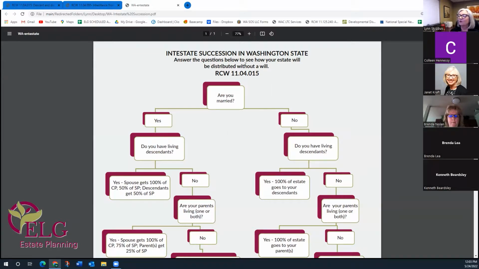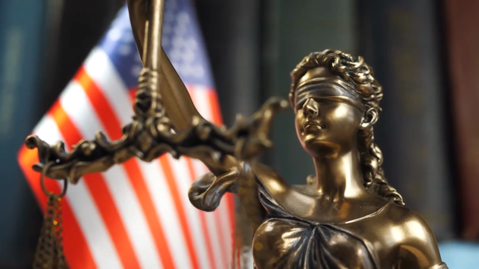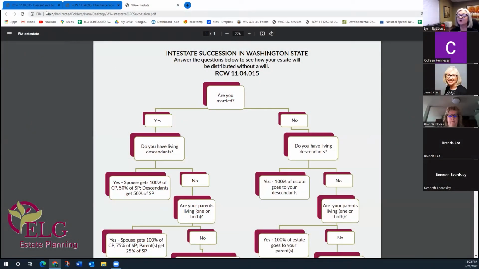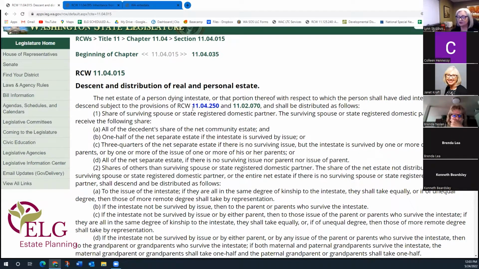So where does this come from? It comes from our laws in Washington state. That's what I'm focusing on right now, no other state. So the RCW 11.04.015 is where this graph comes from: descent and distribution of real and personal property for those people who die intestate. So look at the statute here.